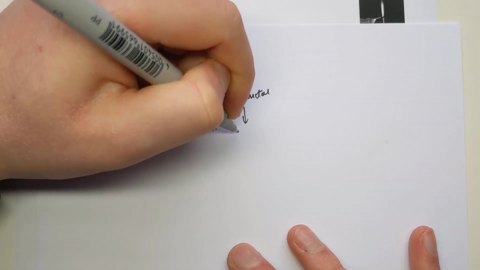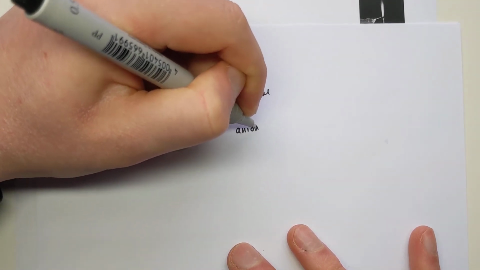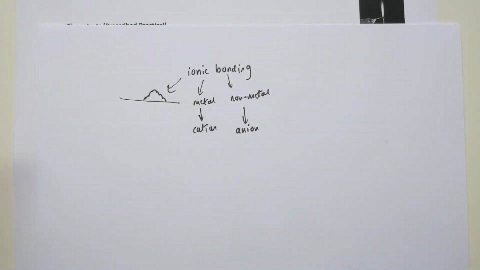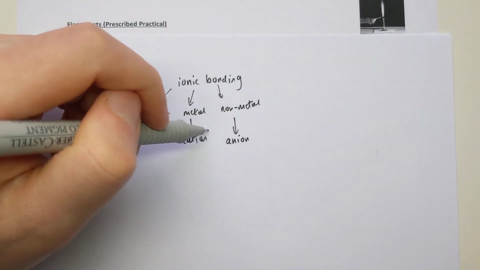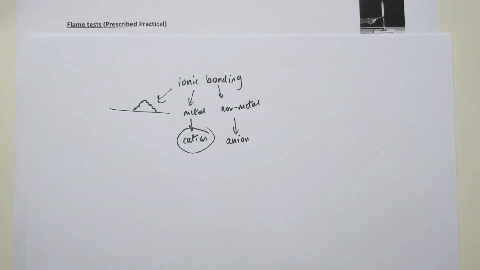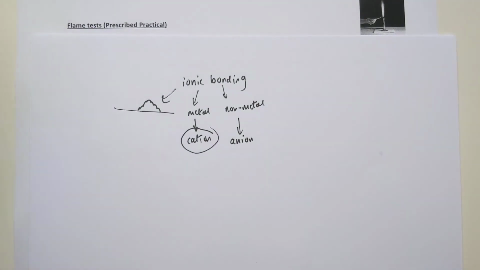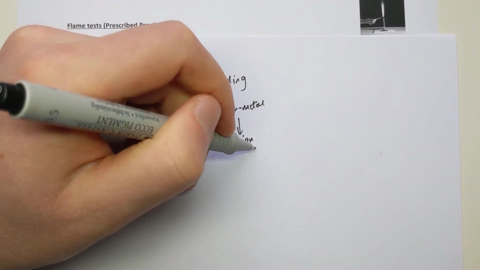And the non-metal forms the negative ion, called the anion. Now, that seems a bit of a strange tangent going on here. The reason I'm talking about bonding and cations and anions is what a flame test is for. It allows you to identify cations or metal ions in a compound. So it doesn't allow you to identify the whole compound. I need a separate test for anions.